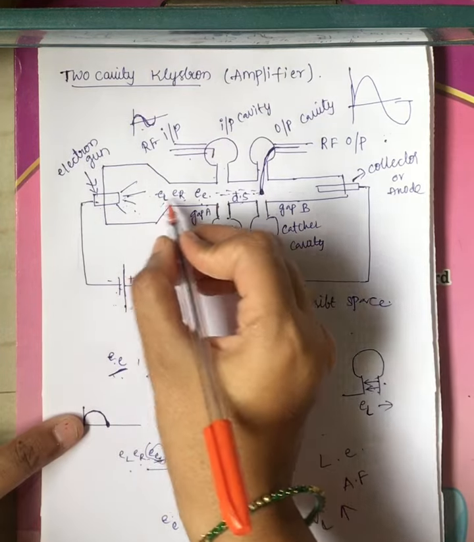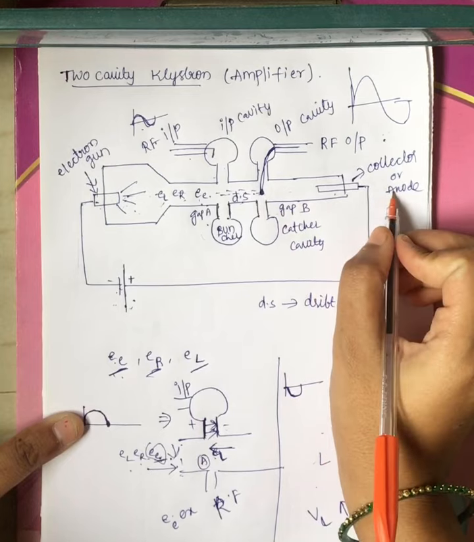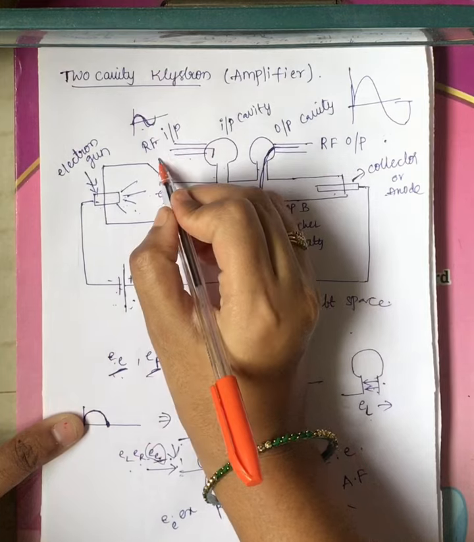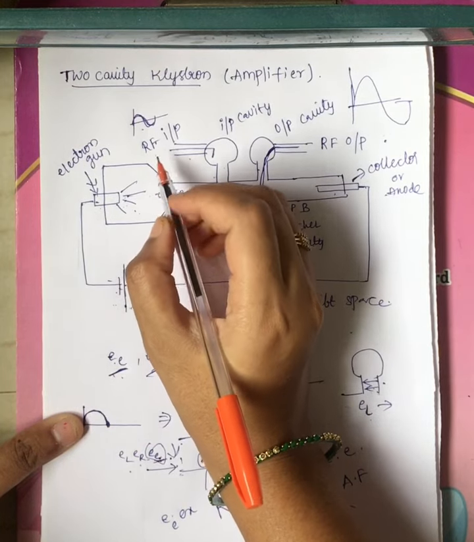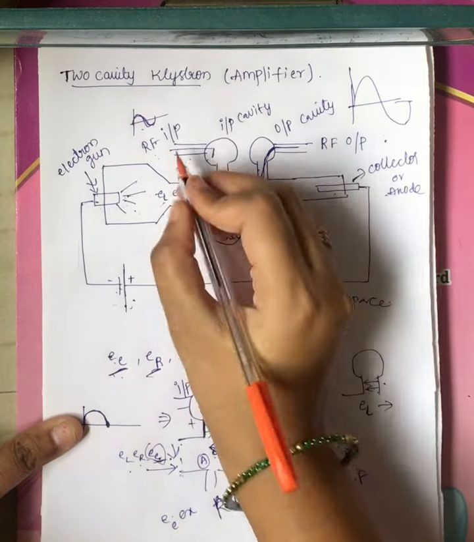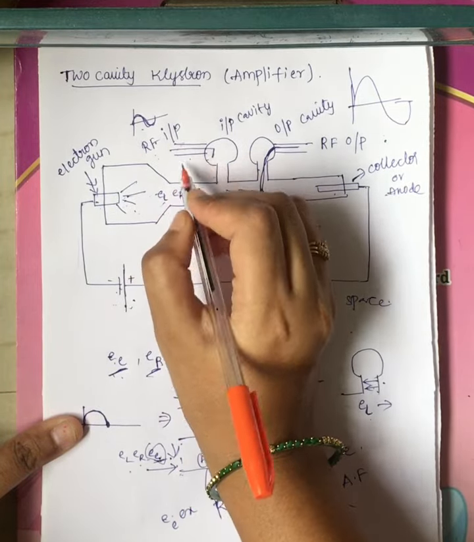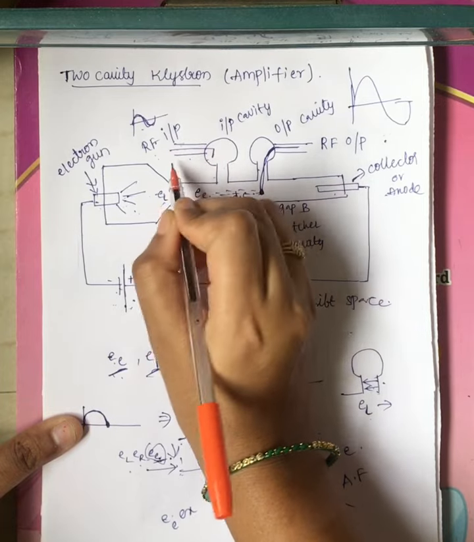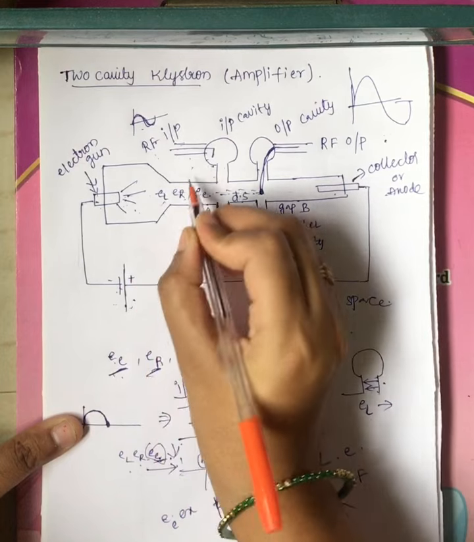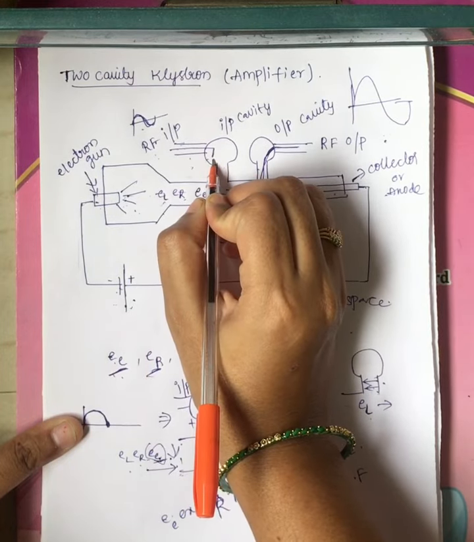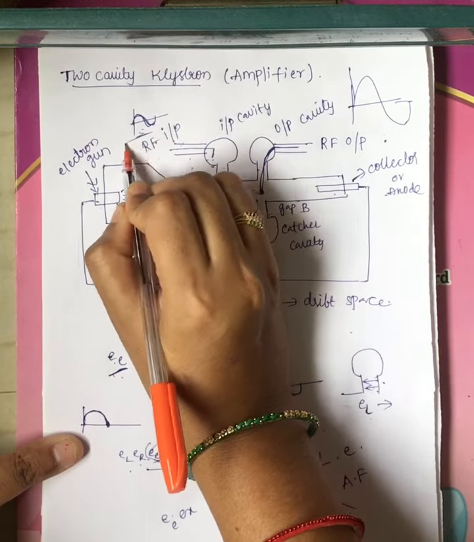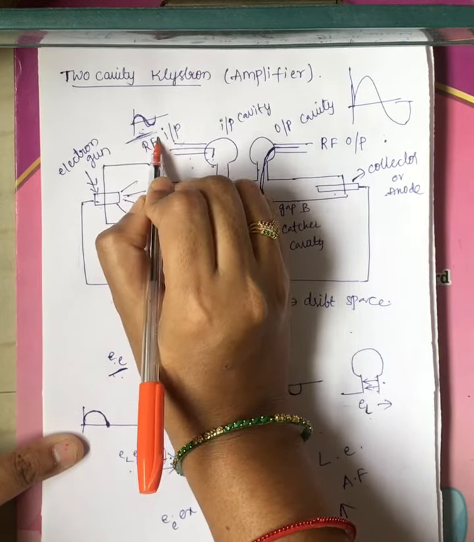Now these electrons travel along this tube and are collected at your anode, right? Whatever input we want to amplify, the weak RF signal, is given at this particular point through this input cavity. Now the electrons are generated, and the weak RF signal is given through this input cavity, right?